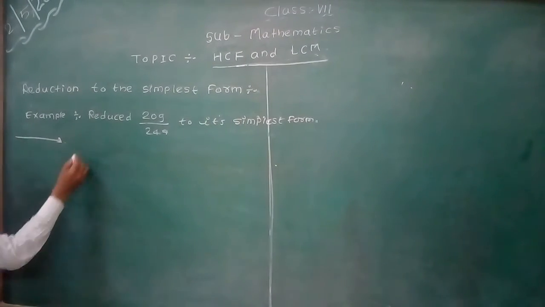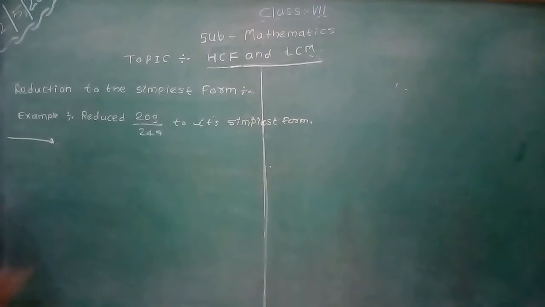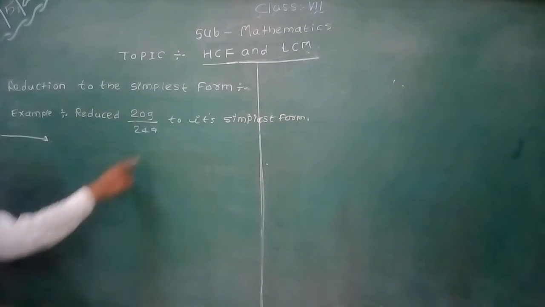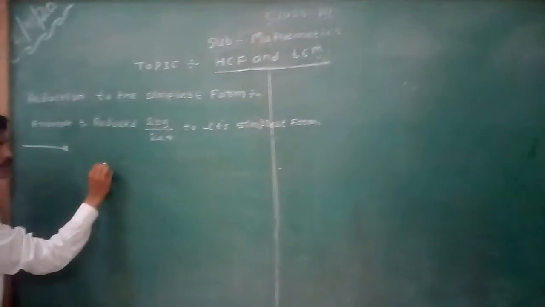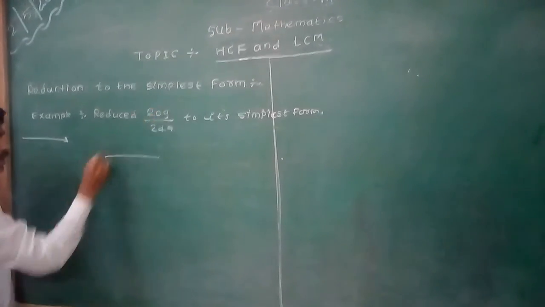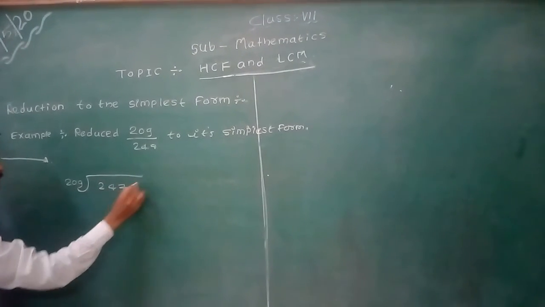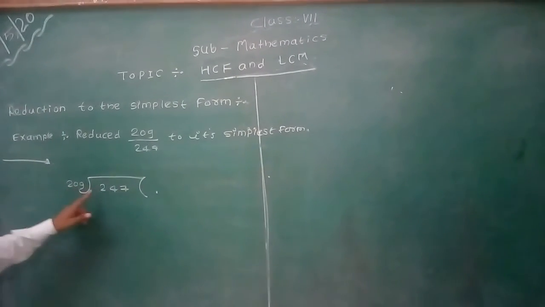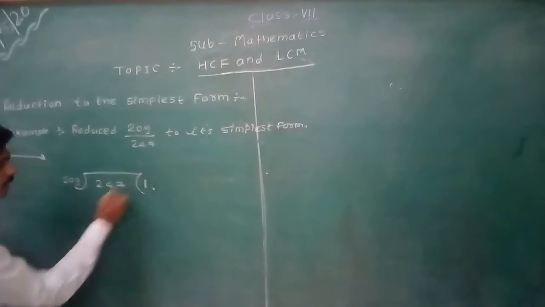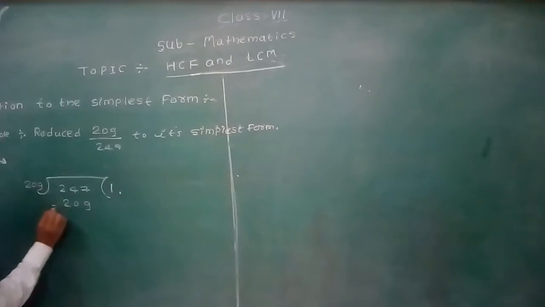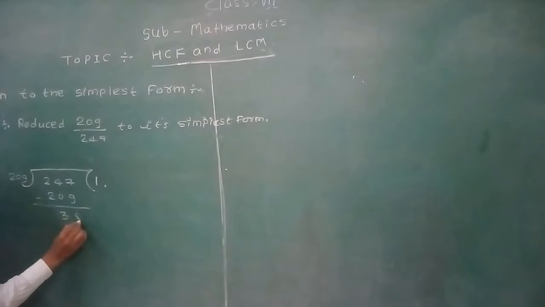In these two numbers, the smaller number is 209 and the bigger number is 247. Therefore, we can write it in the division method like this. The small number is 209 and the bigger number is 247, which is right here. So we divide 247 by 209. We get 1 here and 209 below. By subtraction, we get 38, which is the remainder.